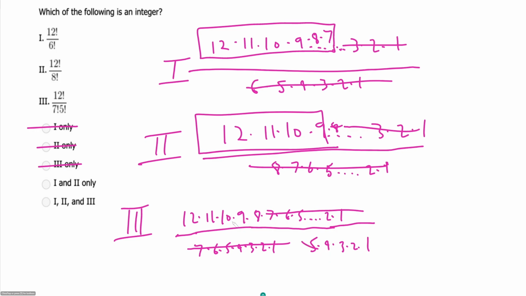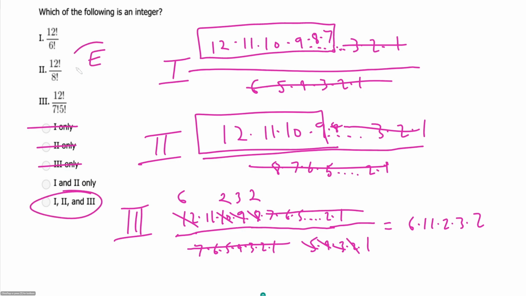For example, the 5 in the 10 leaves you with just a 2 up top. The 4 in the 8 leaves you with a 2 up top. The 3 and the 9 leaves you with just a 3 up top. And then this 2 here, with the 12, leaves you with a 6 up top. And so we are able to fully cancel out our denominator, leaving us with just 6 times 11 times 2 times 3 times 2. And just as before, I do not know what that value is, but it is some integer. E.